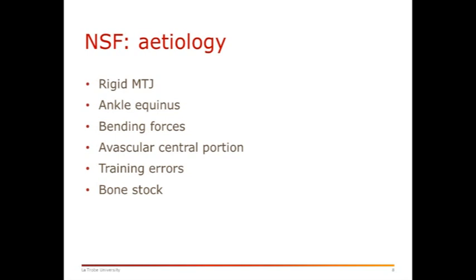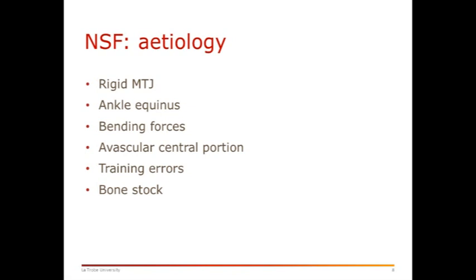It's also been proposed that bending forces through that region might predispose to a navicular stress fracture, as might the presence of an avascular central portion. The arteries that supply the navicular supply the medial and lateral sections, and there's a small avascular center. Therefore, it's believed that it increases the risk of certainly delayed healing if a fracture appears at that site.